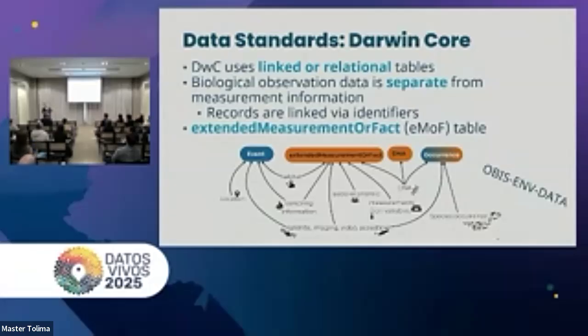So of course, the data standard that all data sets in OBIS adhere to is Darwin Core. And Darwin Core, of course, uses a linked or relational data structure. So the biological observations themselves are in a separate table from the measurement data. And then the records are linked via identifiers. And the table of interest is the eMoF, or the extended measurement or FACT table. And this was implemented by OBIS with the OBIS ENV data initiative many years ago. So this table is what holds all of our measurement data.